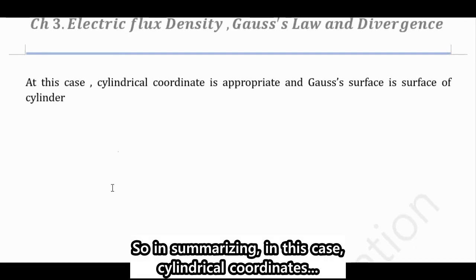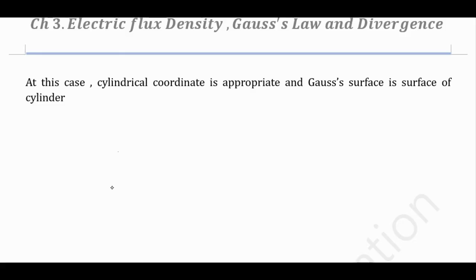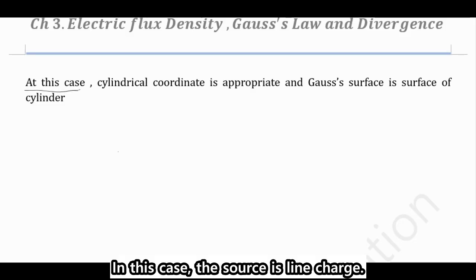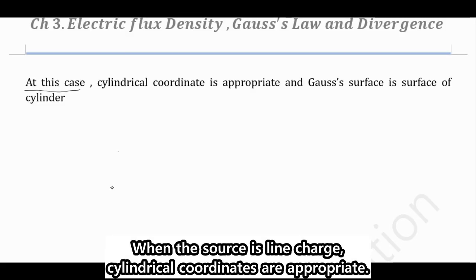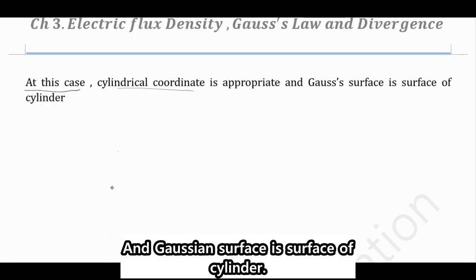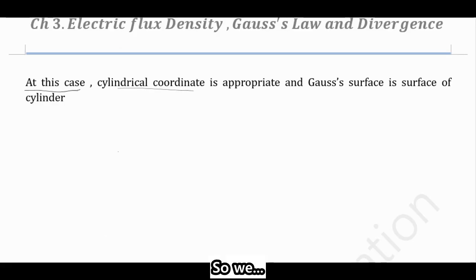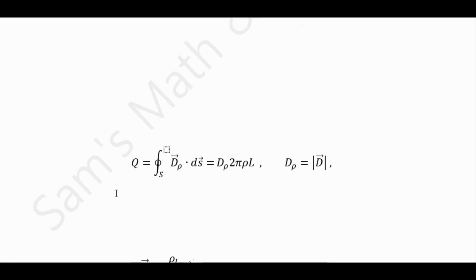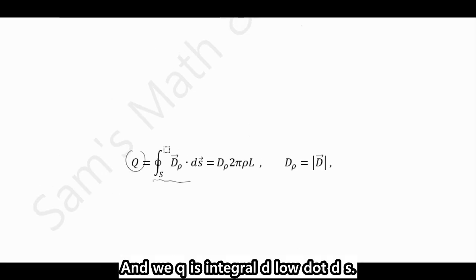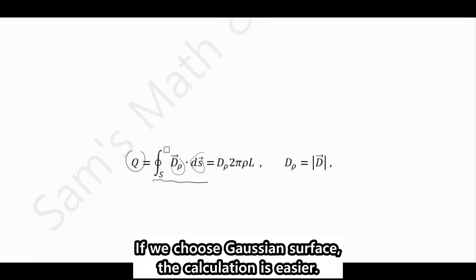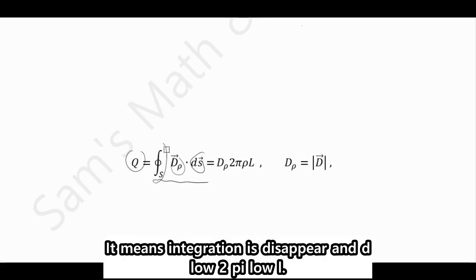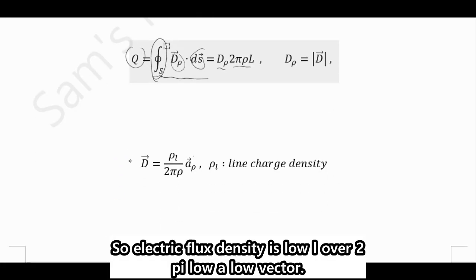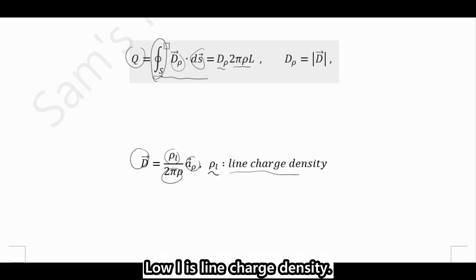So, in summarizing, in this case the cylindrical coordinate system is used, because the source is a line charge. When the source is a line charge, cylindrical coordinates are appropriate, and the Gaussian surface is the surface of a cylinder. So Q is the integral of D dot dS. If we choose the Gaussian surface well, the calculation is easier. It means the integration disappears, and D times 2 pi rho L. So the electric flux density is rho_L over 2 pi rho a_rho vector. Rho_L is the line charge density.